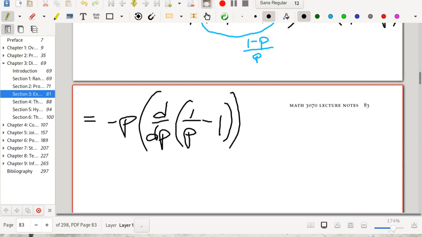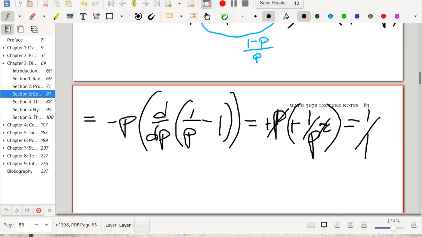Yeah, that's right. And so then we take that derivative and say we've got negative p. And on the inside, after we take the derivative, we'll get negative 1 over p squared. Those two negatives turn into positives. We cancel out one of the p's, and this is equal to 1 over p. There we go.